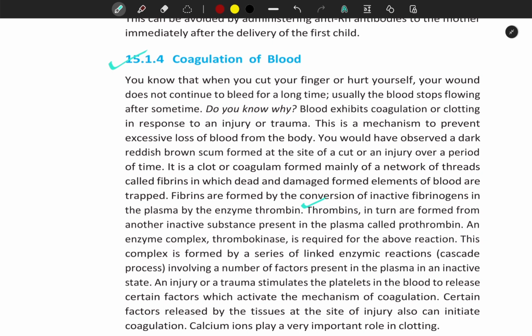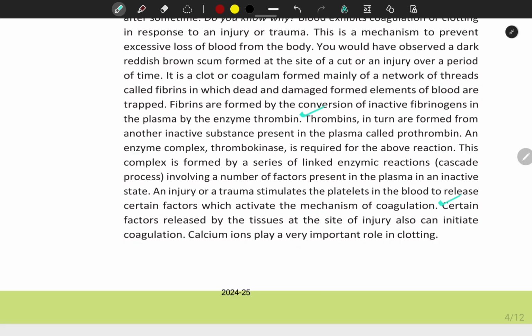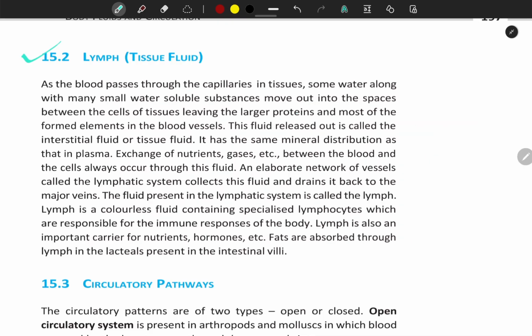This complex is formed by a series of linked enzymic reactions called a cascade process, involving a number of factors present in the plasma in an inactive state. An injury or trauma stimulates the platelets in the blood to release certain factors which activate the mechanism of coagulation. Certain factors released by the tissues at the site of injury also can initiate coagulation. Calcium ions play a very important role in clotting.